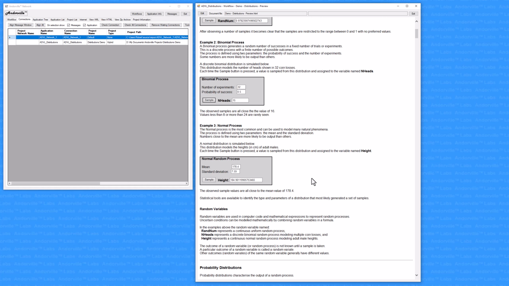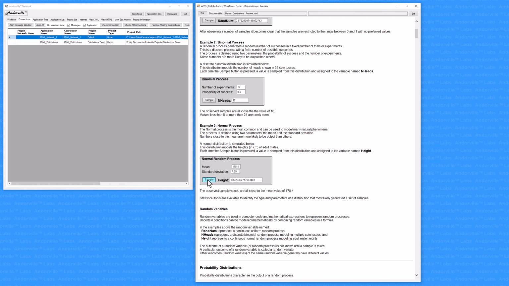This distribution models the heights in centimetres of adult males. Each time the sample button is pressed, a value is sampled from this distribution and assigned to the variable named height. The observed sample values are all close to the mean value of 178.4. Statistical tools are available to identify the type and parameters of a distribution that most likely generated a set of samples.